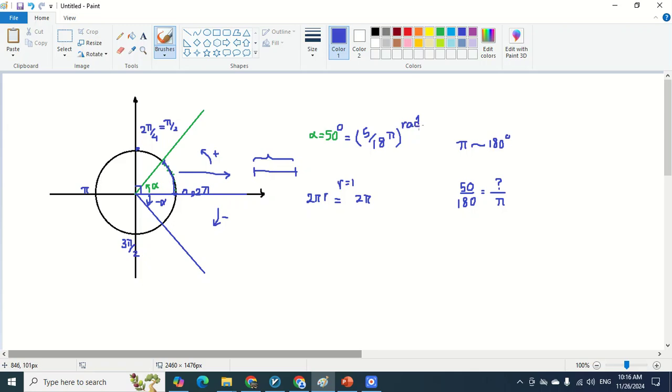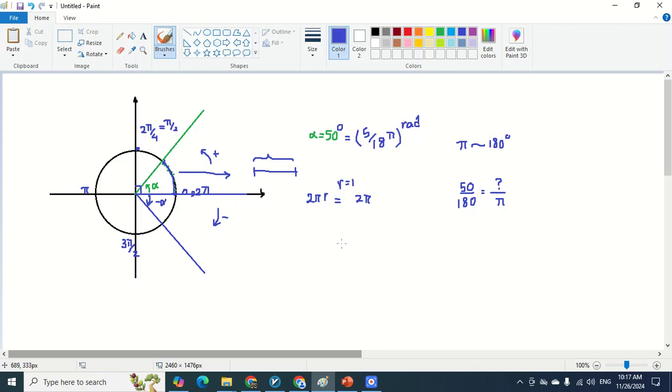So for the angle we have several scales. We can use the gradient as well, which is not used in this course, where we divide the circle into 400 instead of 360 parts, and we can calculate that one as well. But in this course we need the radian and degree, and as I said, pi is equivalent to 180 degrees.